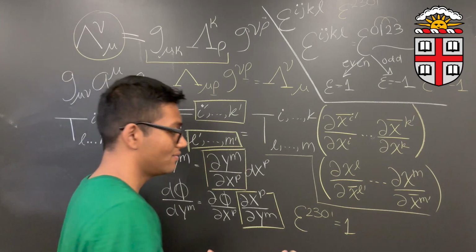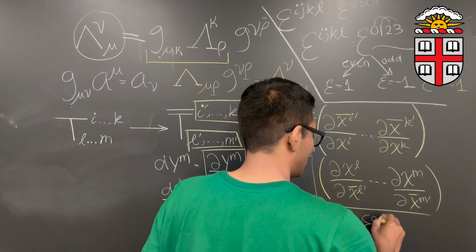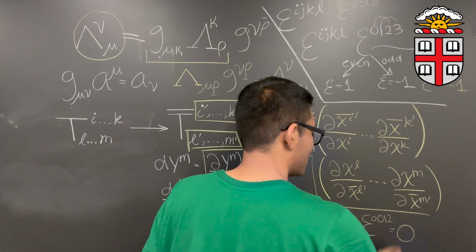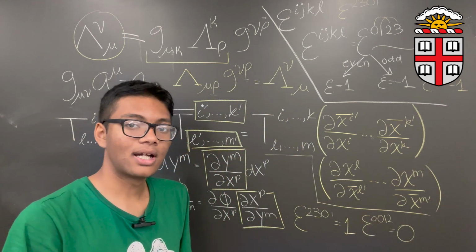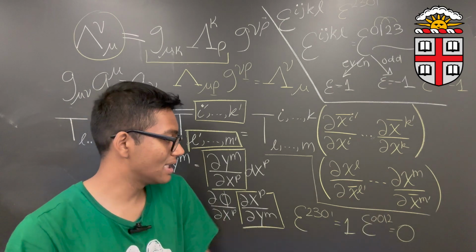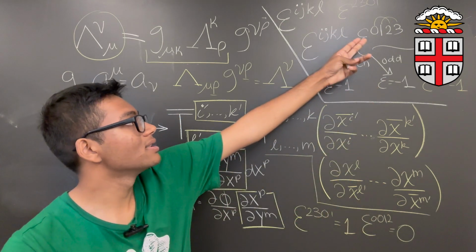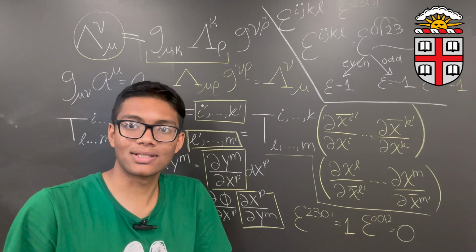What if you have neither? What if, for example, you're considering e to the 0012? Well, that's just 0. There's no way you can have two zeros in your indices if you permute 0, 1, 2, and 3. There's just not two zeros to be had.